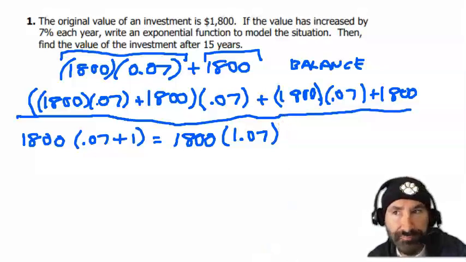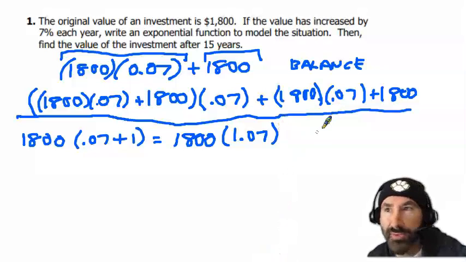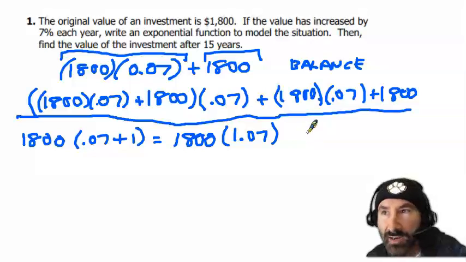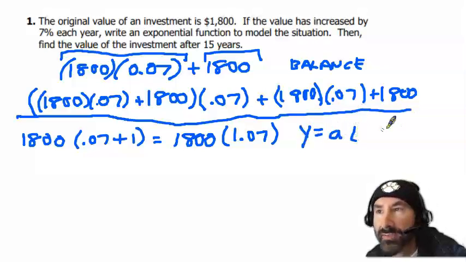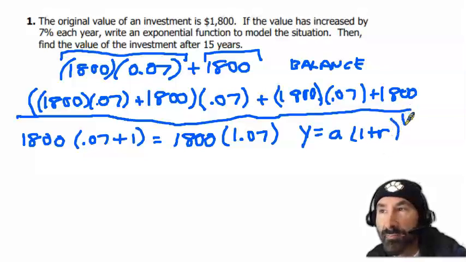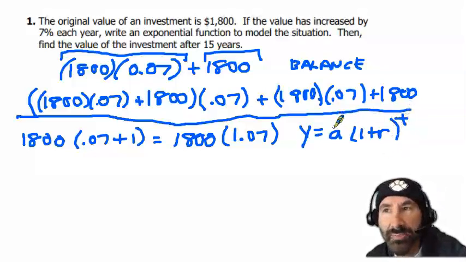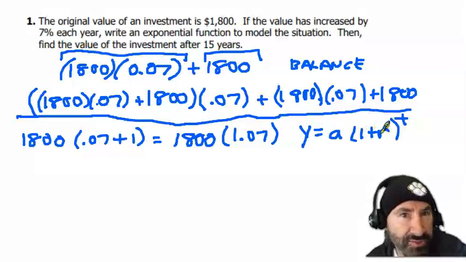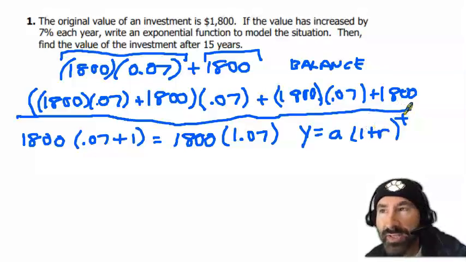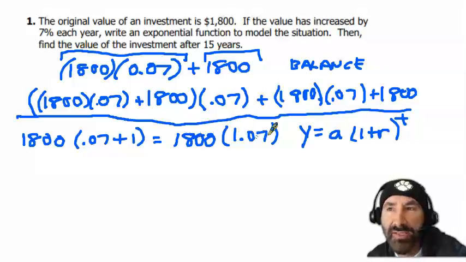And it turns out that that looks a bit like a formula that I presented in a previous video that explains what exponential functions are. We can write an exponential function like this: y equals a times 1 plus the rate of growth raised to the power of t. We'll see the power of t in a minute, but for right now we'll say a is the beginning amount, 1800. And then we add 1 to whatever the growth rate is, in this case 7%, and then we'll see why we have a t up here as an exponent in just a minute. So this is still the balance at the end of year 1.